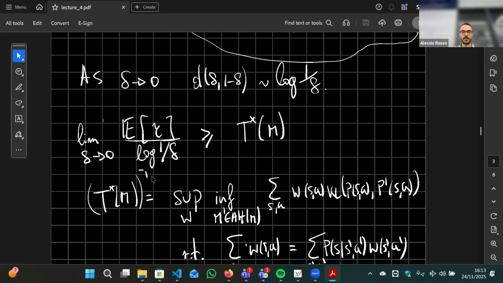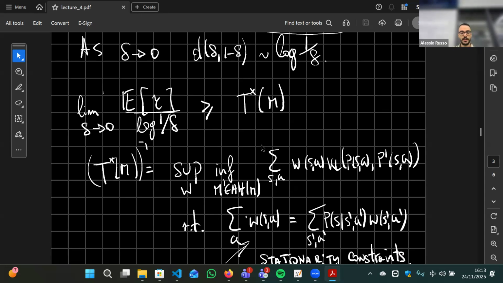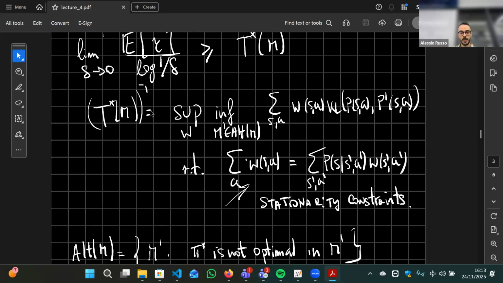You can think of this as a rate. So the rate of change as delta goes to 0 is lower bounded by T star. And T star represents the characteristic time. Its inverse is a sort of evidence ratio or information ratio. And this is given by this optimization problem. We have this supremum over distributions, infimum over alternative models of this quantity.